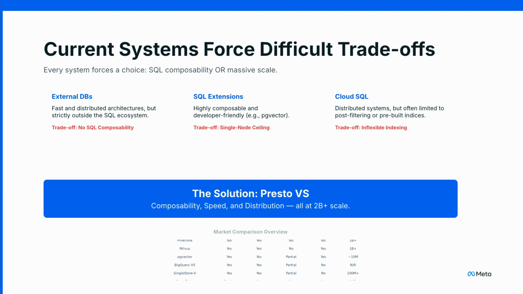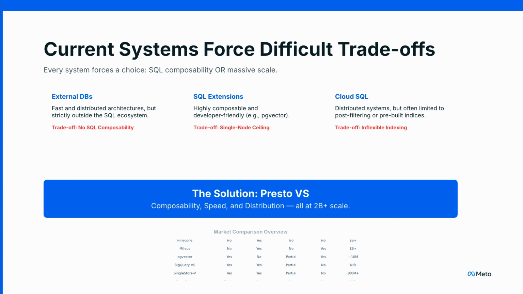So here is a quick overview of the landscape. Existing systems actually force users into a very difficult trade-off. If you look at the vector databases, right, they are very scalable, they are distributed, but they don't support SQL. You cannot compose.